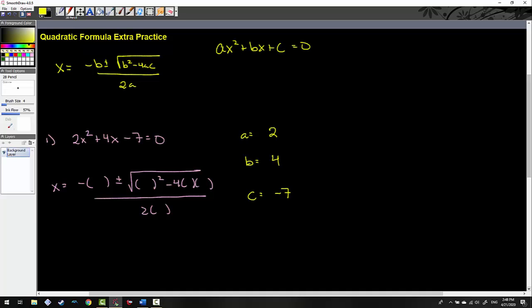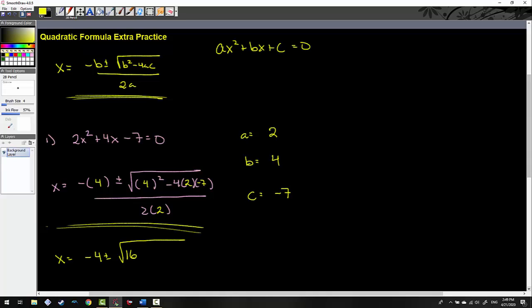So now we just plug in and make associations. So instead of negative B, it'll be negative 4. Instead of b squared, it'll be 4 squared minus 4a, which is going to be 2, and then negative 7 is c, all over 2a. So again, I just made the associations based on this formula up top here, and I made the association into what the problem is trying to get me to plug in. So x equals negative 4 plus or minus the square root of 16.